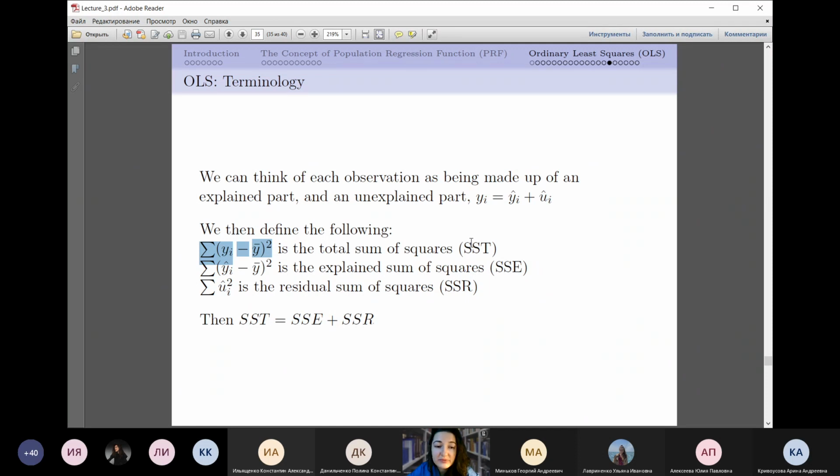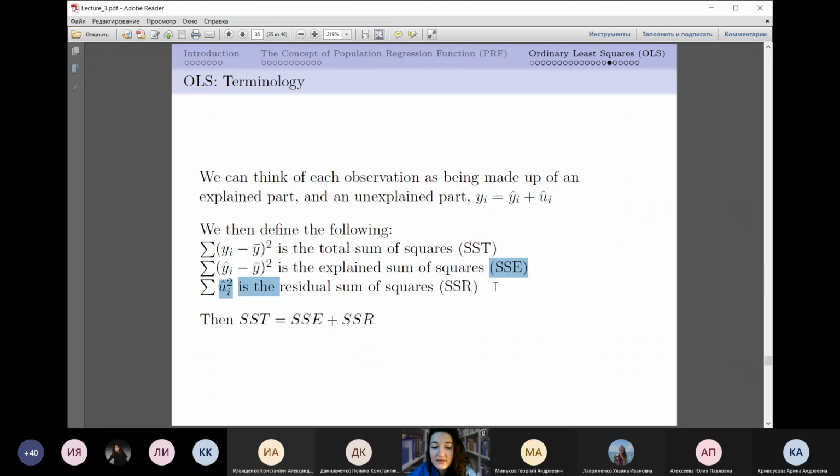And explained sum of squares: in some books you can read that this is not explained sum of squares, but regression sum of squares, or, for example, you can see that this is model sum of squares. But all of these definitions are about the same. It means, in our terms, explained sum of squares. And residual sum of squares, in some books, you can find as error sum of squares.